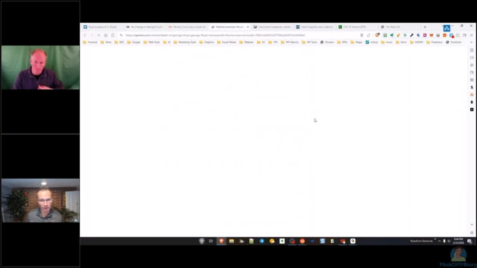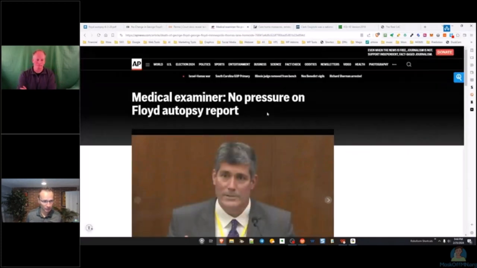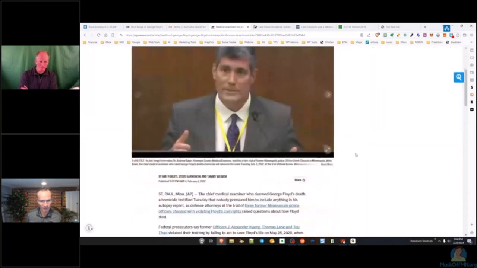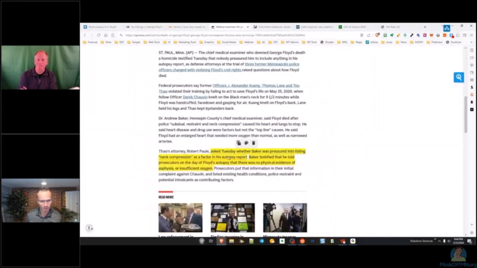Now, he later claimed that he was not pressured at all on that autopsy report. That's what he claimed, because one of the attorneys for the police asked whether he was pressured in listing neck compression as a factor in the autopsy report. Baker testified that he told prosecutors on the day of Floyd's autopsy that there was no physical evidence of asphyxia or insufficient oxygen. So I just find that really interesting.